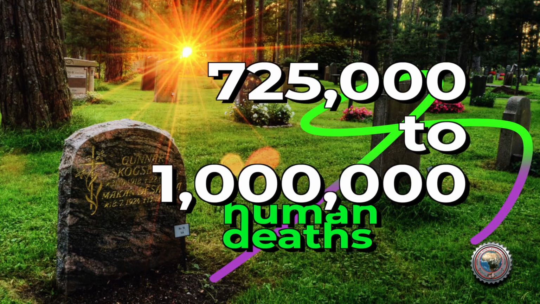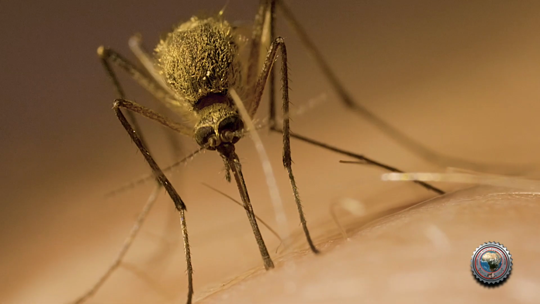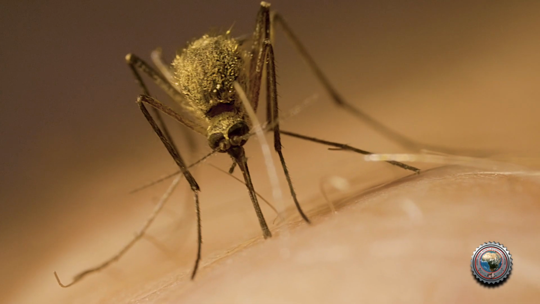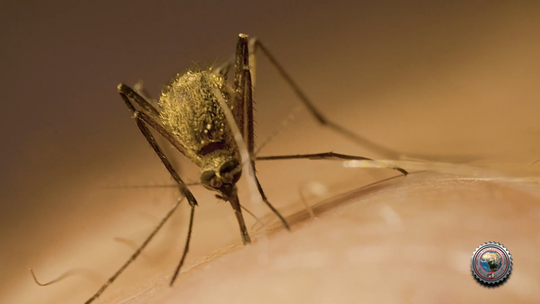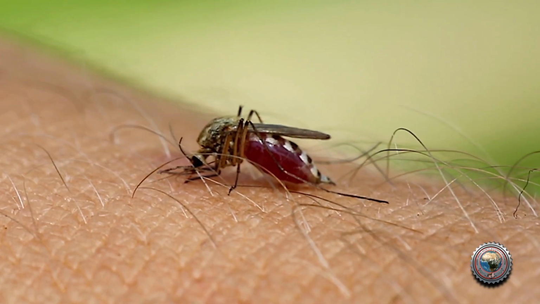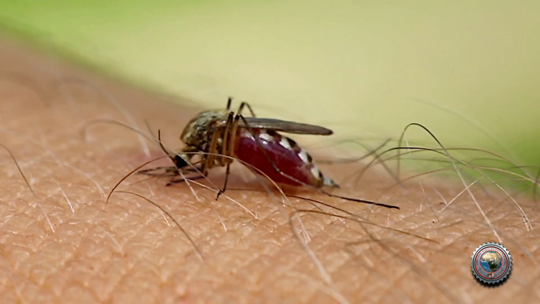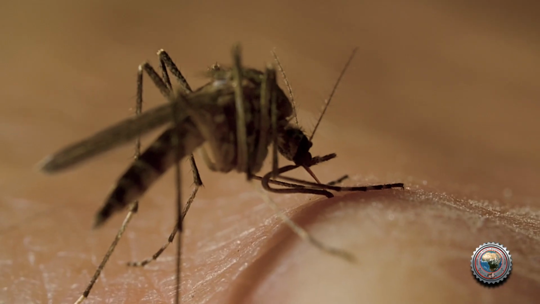However, it's essential to understand that mosquitoes don't set out to kill humans. Instead, they are proficient disease vectors. In their quest for a blood meal, they inadvertently transmit infectious pathogens, including bacteria, viruses, and parasites from person to person.